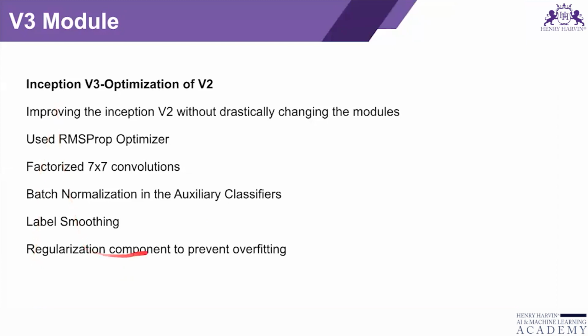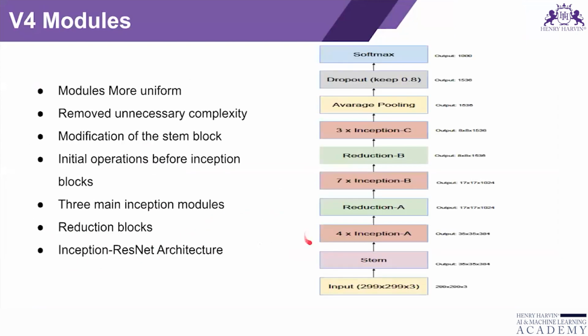These are the techniques which are used: factorization of 7 by 7 convolution, RMSprop optimizer, and label smoothing. These are the techniques they are using. Okay, here you can see in the images, inputting 299 by 299 into three matrices of the data, and then some stem, and then processing that data, that means we are normalizing the data, batch normalize. 4 into inception A, that means 35 into 35 into 384.